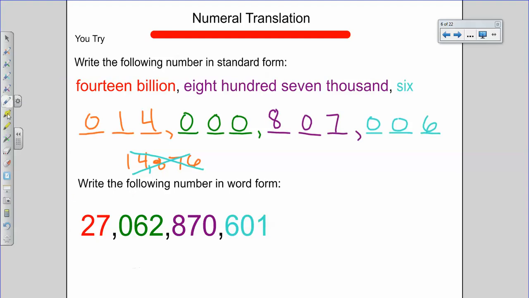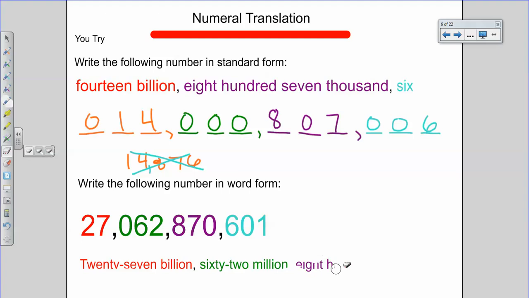Okay, now we're going to do the opposite. So let's check how you did down here with writing in word form. So again, I know that I'm going to be in the billions because I've got 1, 2, 3, 4 spots over. So I'm going to have 27 billion, comma, 62 million, comma, 870,000, and then at the end we're going to have 601.